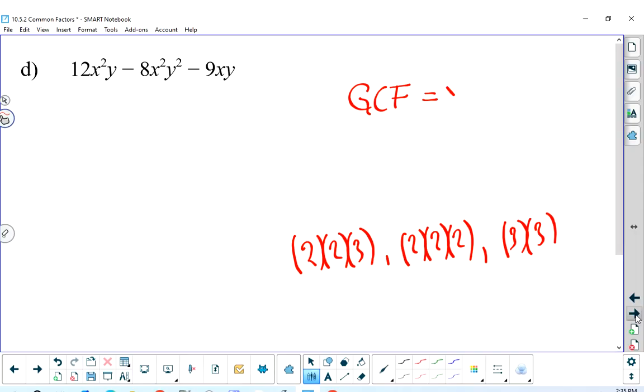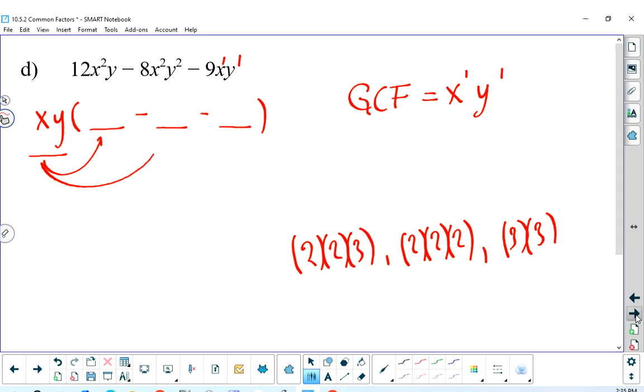However, I can factor out x to the 1 and y to the 1. The shortcut without factoring all of these individual terms is they all contain x, and the lowest exponent on x is x to the 1. They all contain y, the lowest exponent on y is 1. That's the GCF, which means it can be written as xy times some stuff. You have to figure out what to write here, and then it's minus here, then it's minus, and here, so that if you multiply this through, you will get the thing that we started off with.